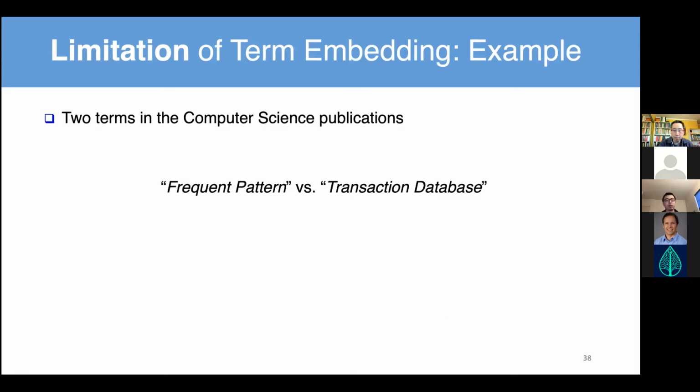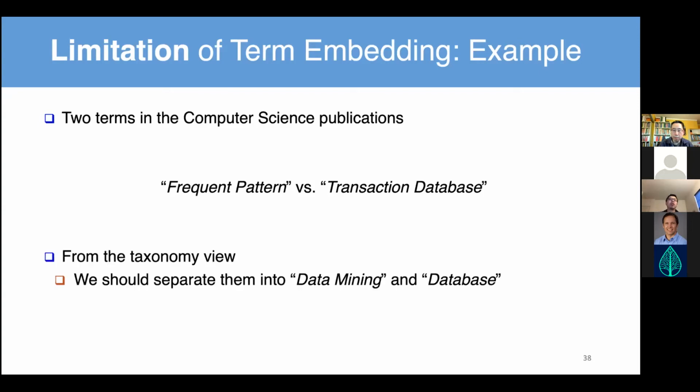But then people started to look at frequent patterns, whether this beer and a diaper frequently appear together in Walmart transactions. This is called a frequent pattern. And that's why frequent pattern usually appears together with transaction database. But nowadays, I will tell you the number of topics later. From the taxonomy perspective, we should categorize frequent pattern into the data mining topic. If we have a term called transaction database, it's more related to database.